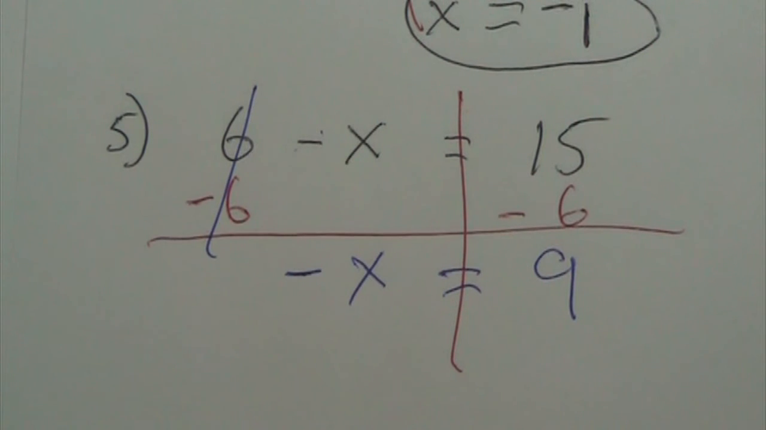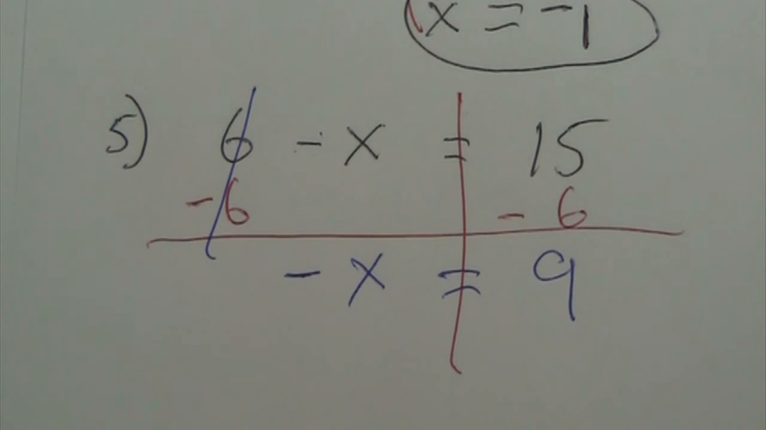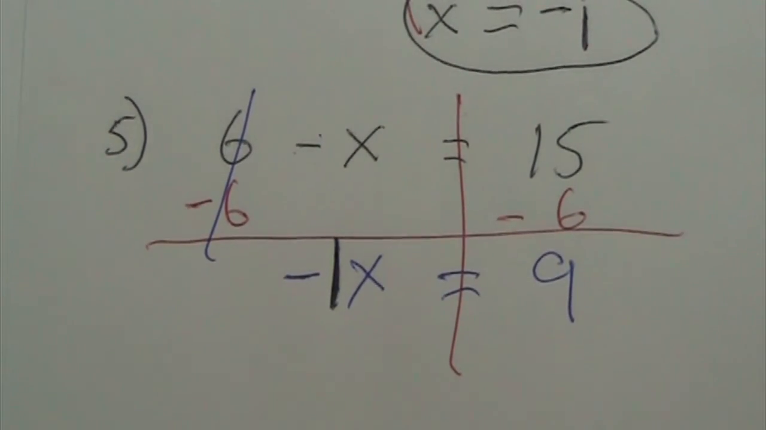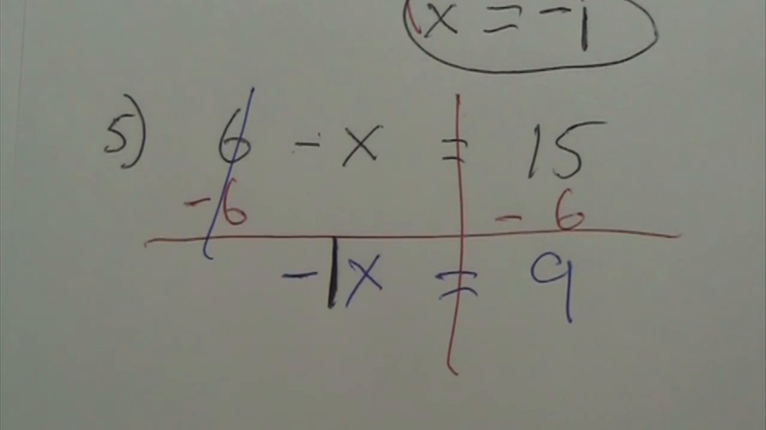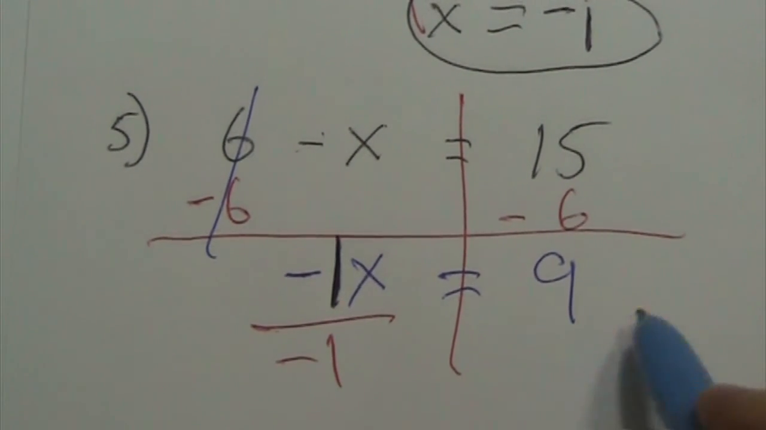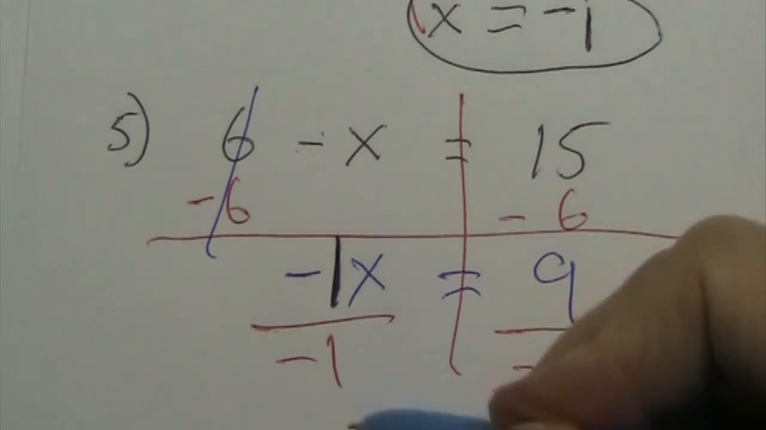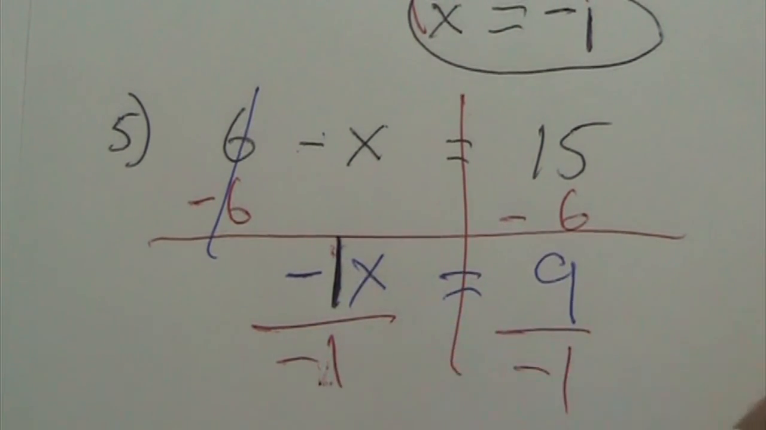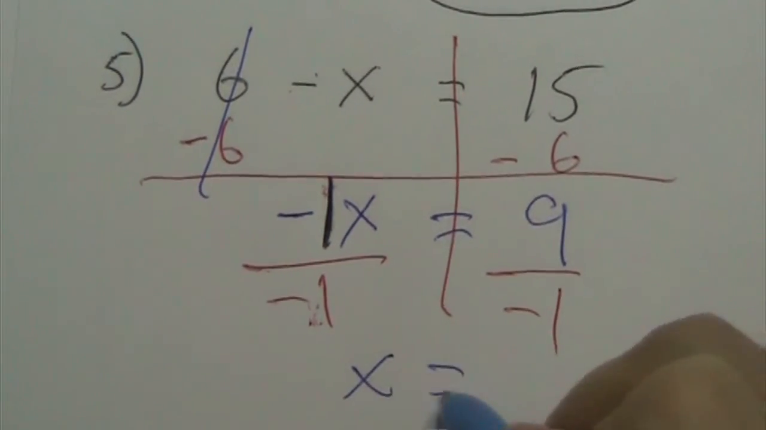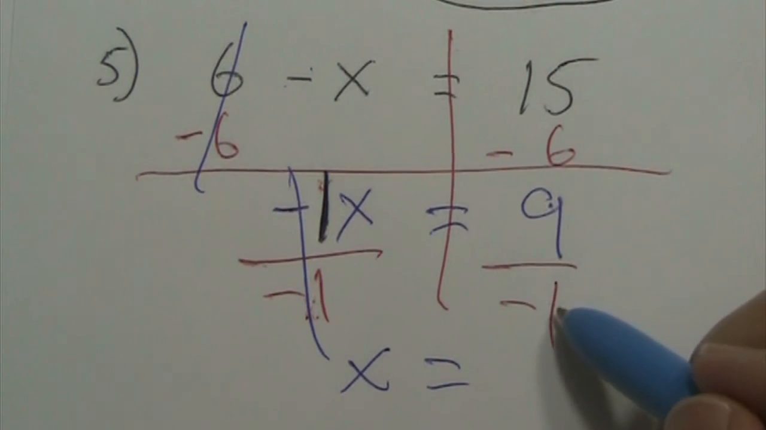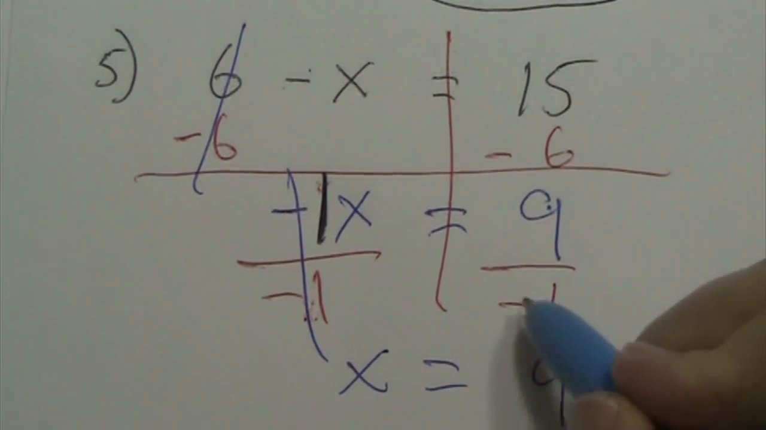We're not done, because that's the invisible 1 right there. That's -1x. To get rid of the -1, divide by -1, right? That'll reduce these down to 1, and 1 times x is simply x. So that's gone. You have just x. 1 goes into 9 times, and there's 1 negative.